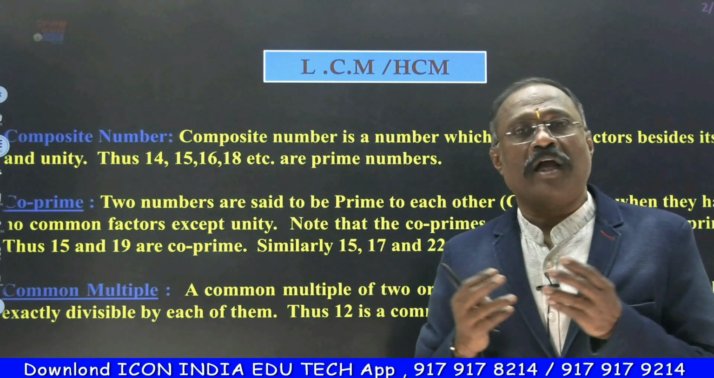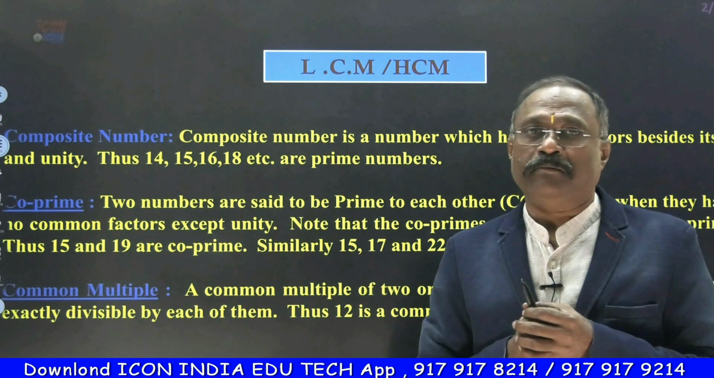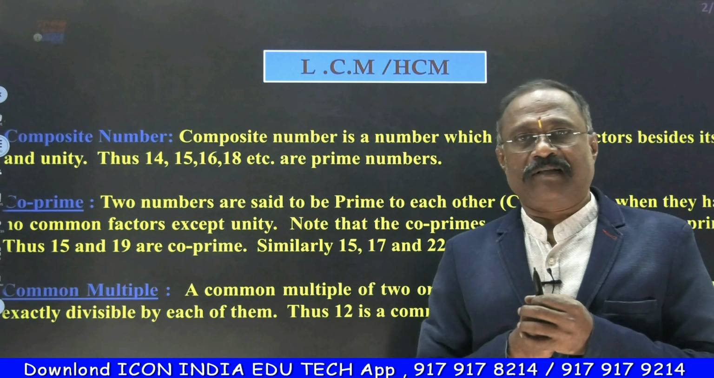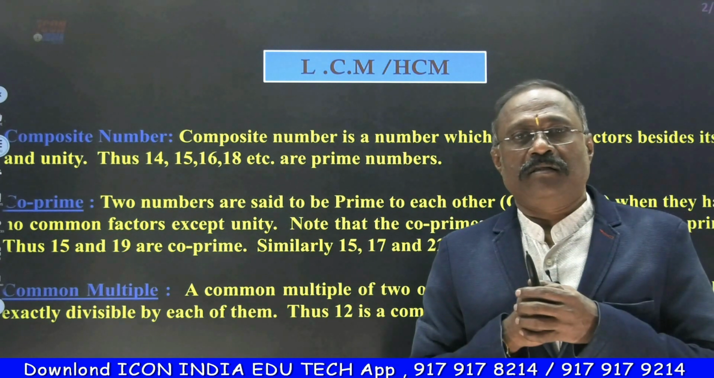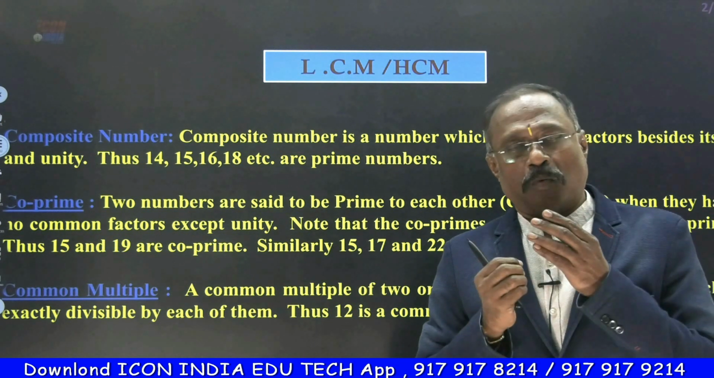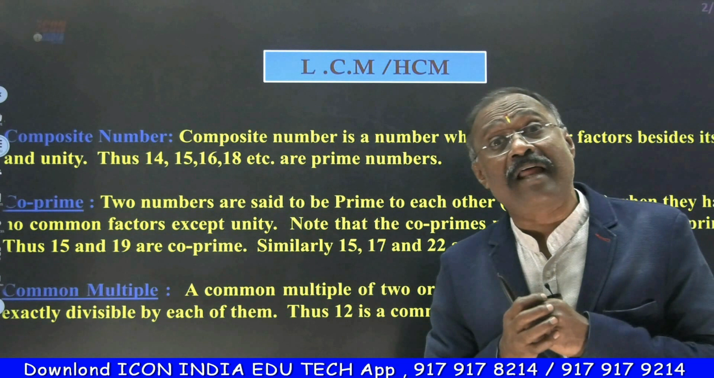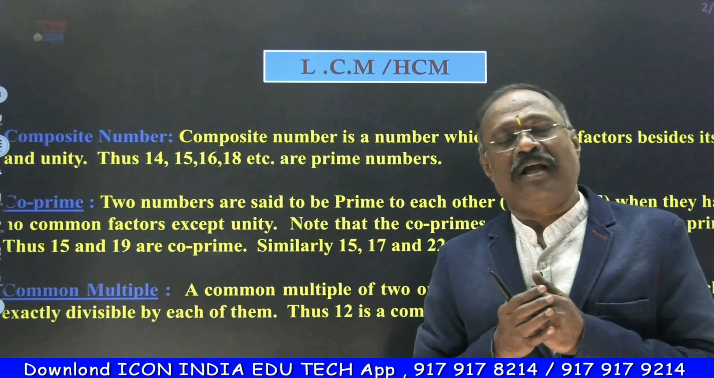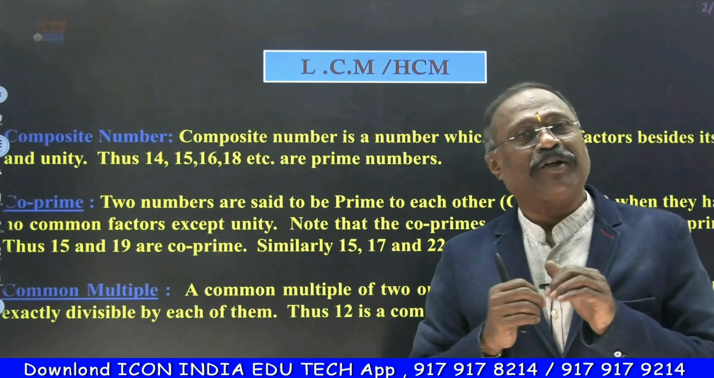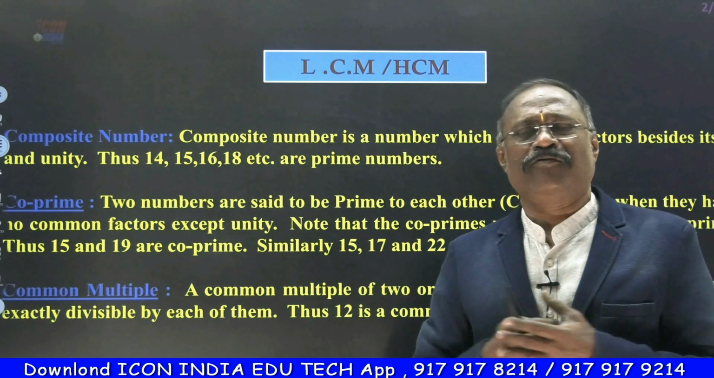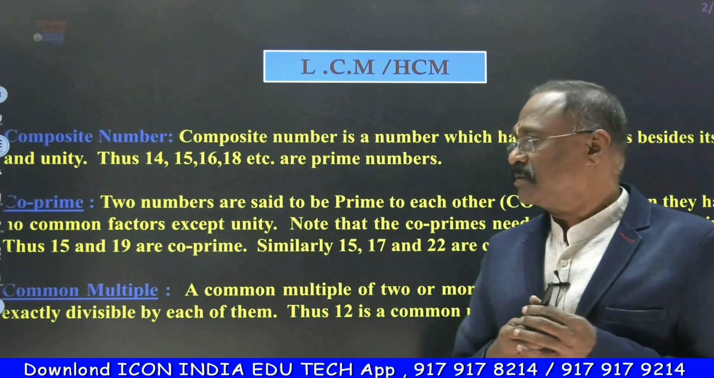If you take 2 and 4, 2 and 4 are not co-prime numbers because 2 has 1 and 2 as the factors, and 4 has 1, 2 as factors. There is a common factor other than 1, and hence you have to understand that 2, 4 are not co-prime numbers. Understand what is not co-prime, then you will better understand what is a co-prime number.